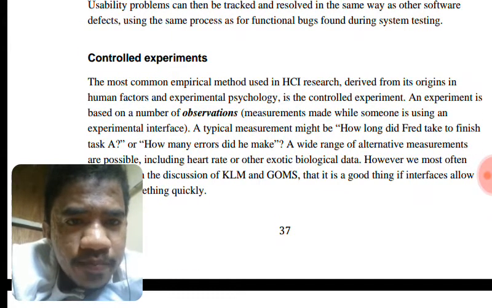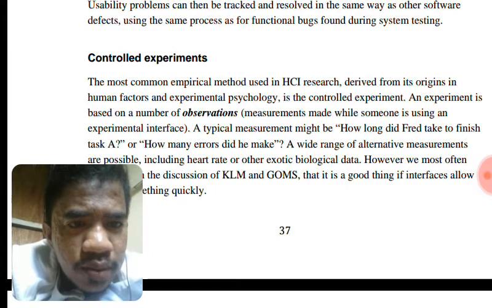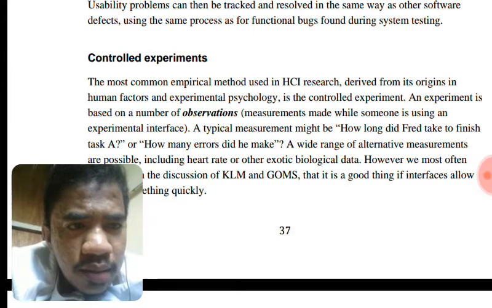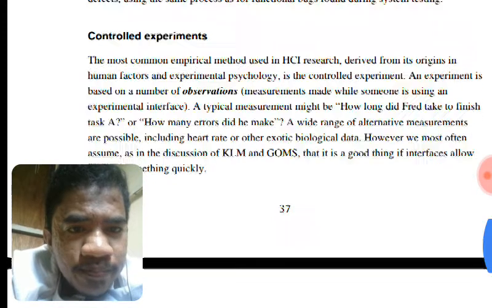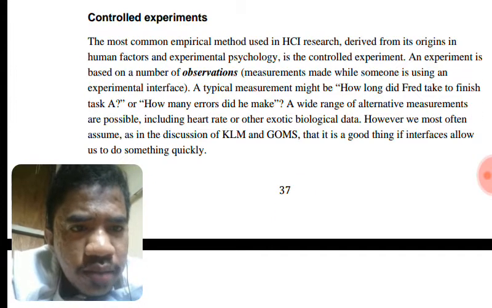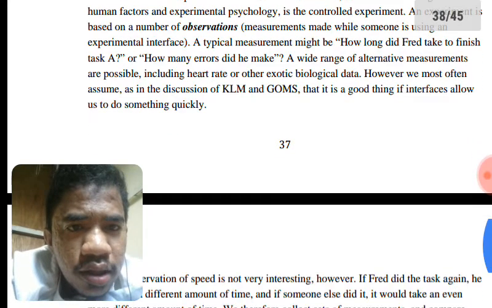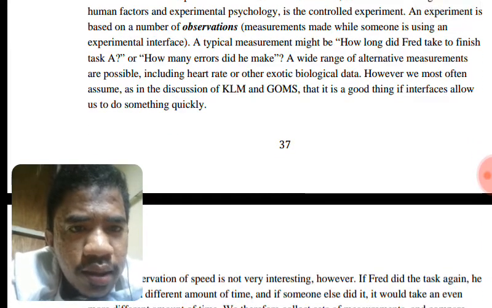Controlled experiment. The most common empirical method used in HCI research, derived from its origin in human factors and experimental physiology, is the controlled experiment. An experiment is based on a number of observation measurements made while someone is using an experimental interface. A typical measurement might be how long Fred takes to finish task A, task B, or how many errors did he make.